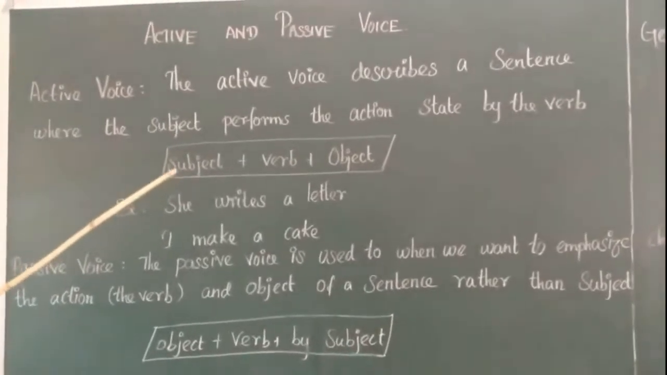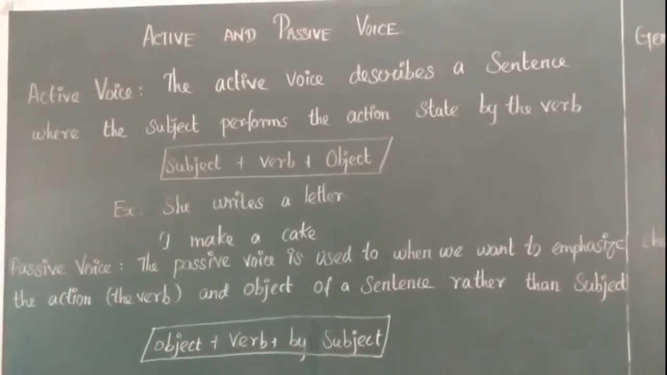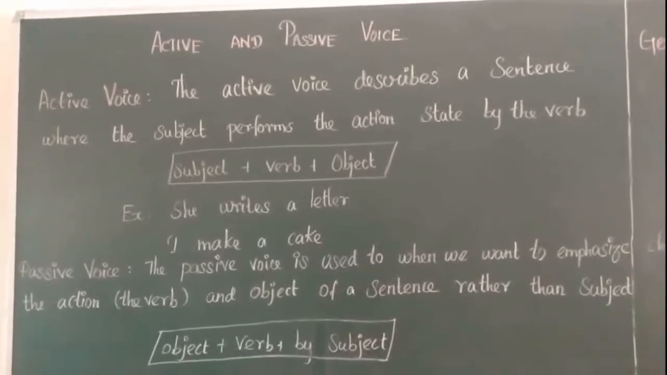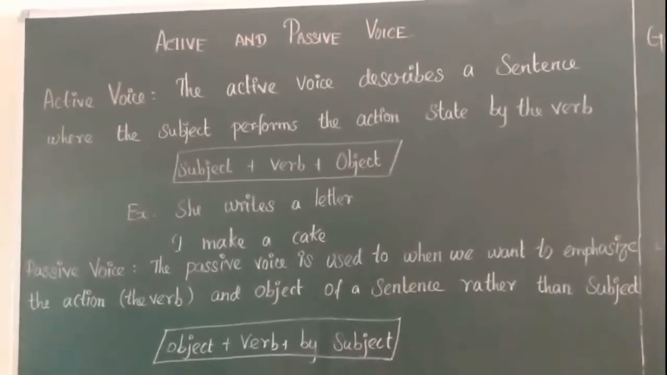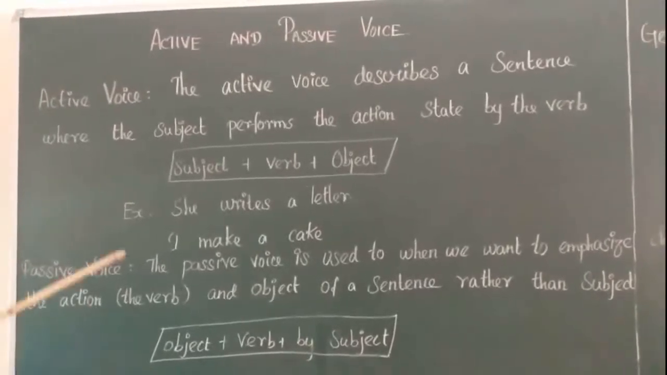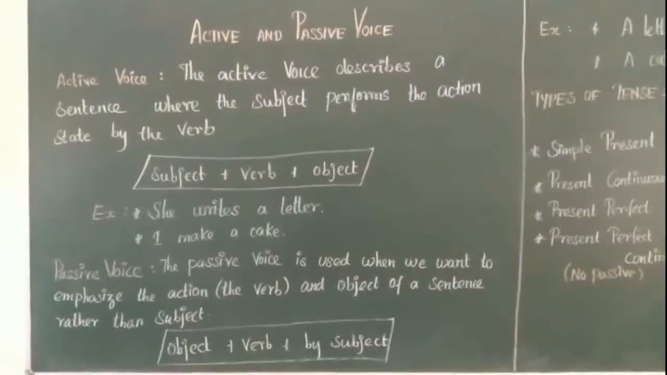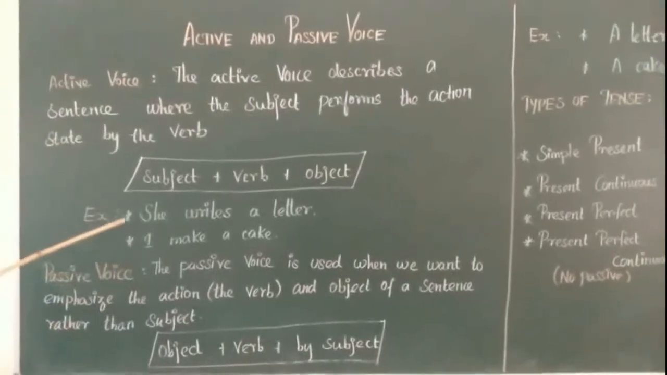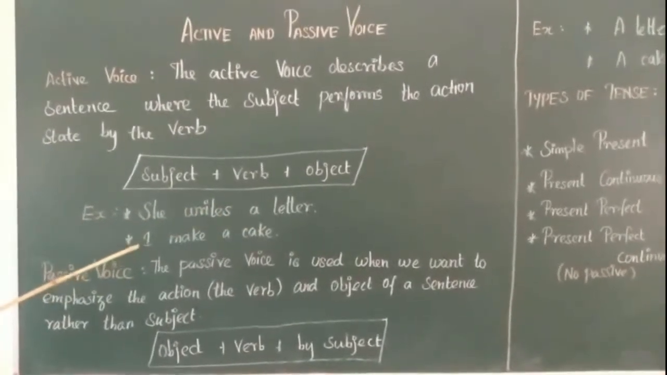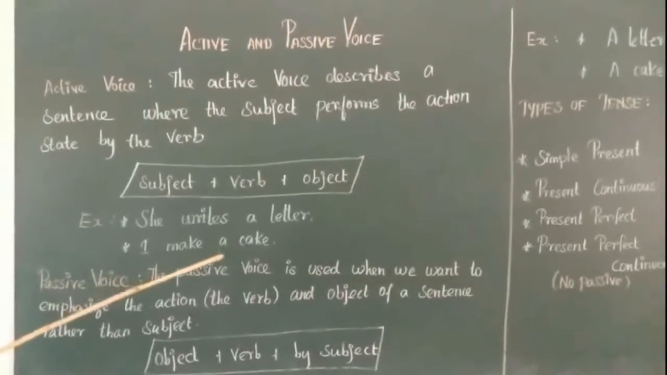plus object. The sentence which has an object will be considered active voice. The sentence which does not have an object will not be considered active voice. Active voice example: she writes a letter. Another example: I make a cake.